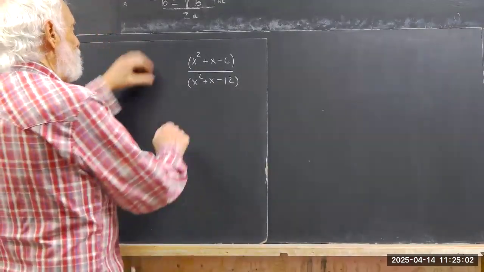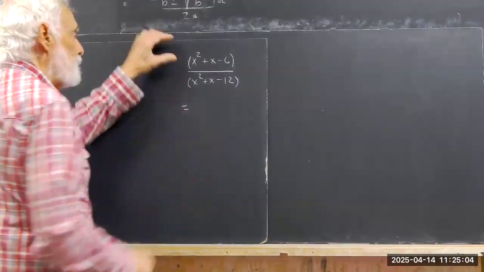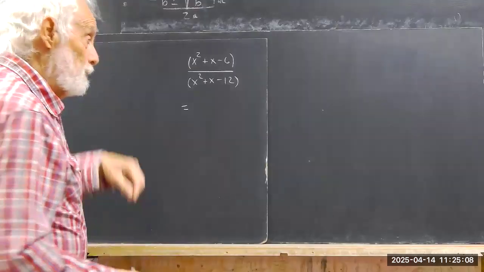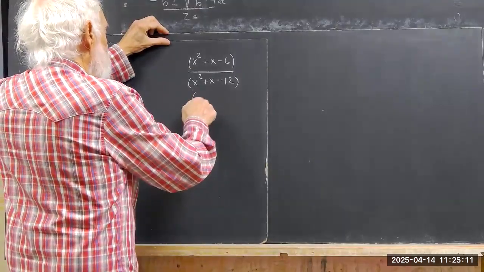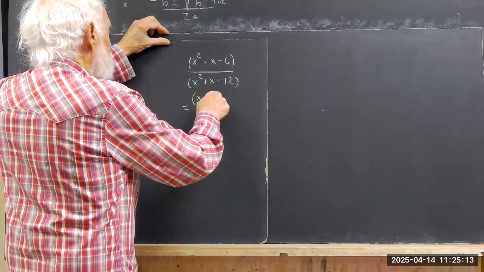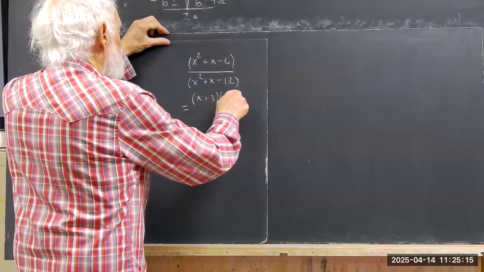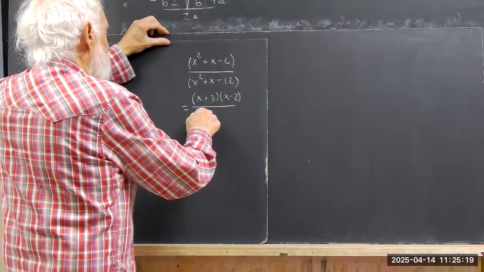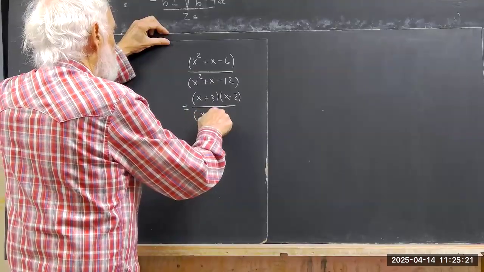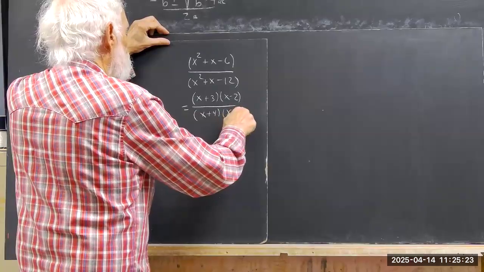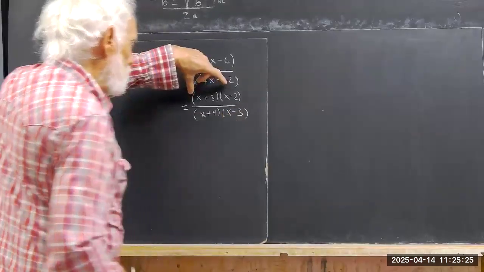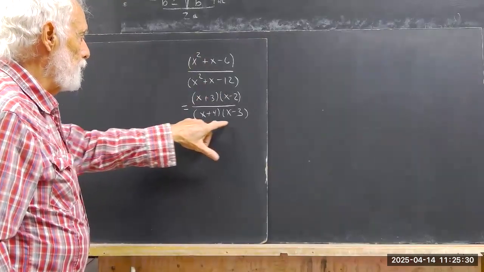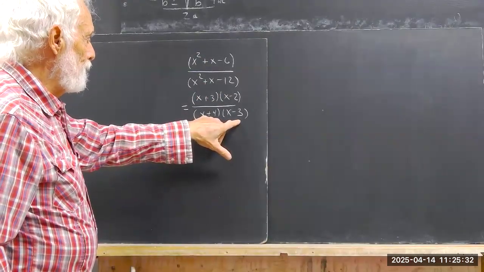Okay, now we factor this. And by trial and error, as we've worked out before, we find that this one is x plus 3 times x minus 2 divided by x plus 4 times x minus 3. So the numerator is x plus 3 times x minus 2. The denominator is x plus 4 times x minus 3.